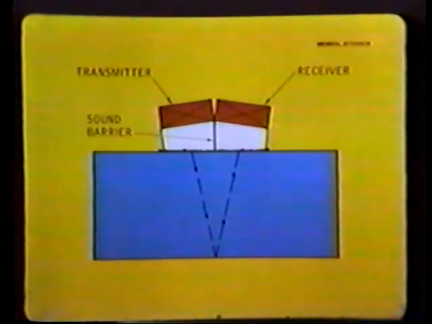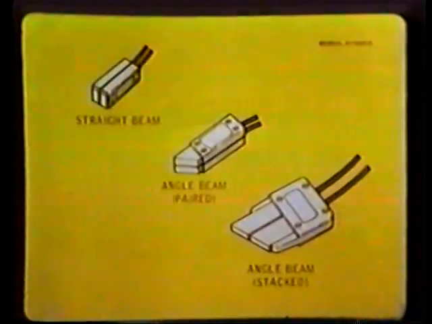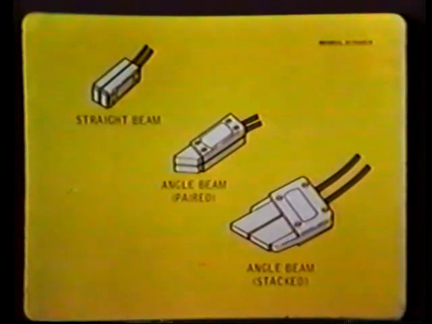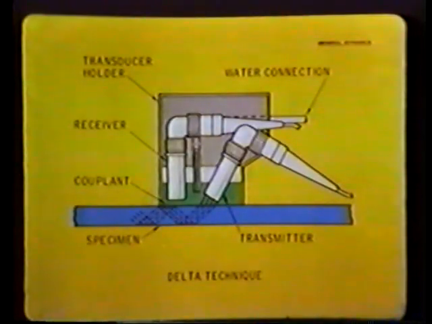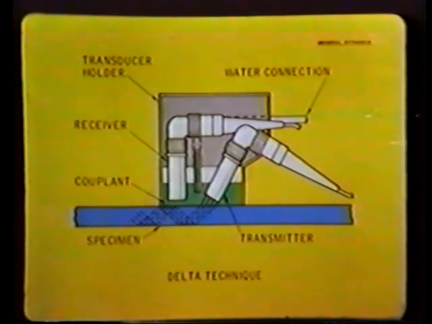One transducer is the transmitter, the other the receiver. They may be mounted side by side for straight beam testing, paired or stacked for angle beam testing. A variation of double transducer testing is the delta technique, so named by the triangular positioning of the transducers.